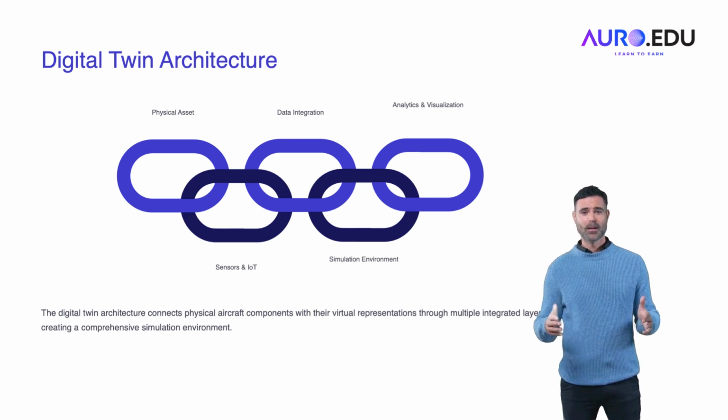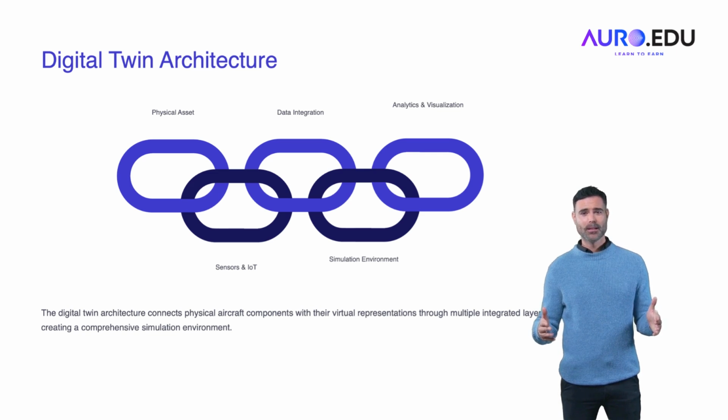Digital twin architecture. The architecture of a digital twin involves several key components that integrate physical assets, sensors, and simulation models. Physical assets. This includes the actual aircraft, engine, or component being modeled, such as wings, propulsion systems, and control surfaces. Sensor network. A network of temperature, pressure, vibration sensors, and strain gauges collects real-time data during operation, such as engine performance or structural integrity.